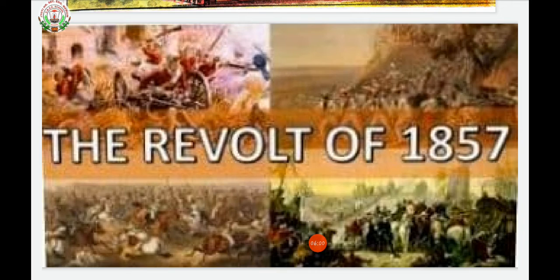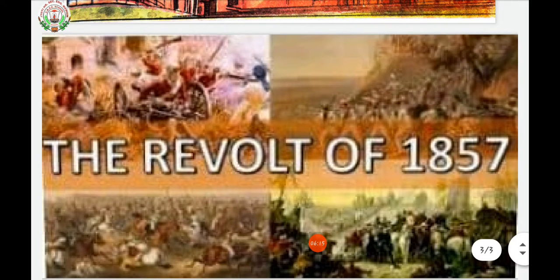The annexation of Awadh by Lord Dalhousie on the pretext of maladministration left thousands of nobles, officials, retainers, and soldiers jobless. This measure converted Awadh, a loyal state, into a hotbed of discontent and intrigue.